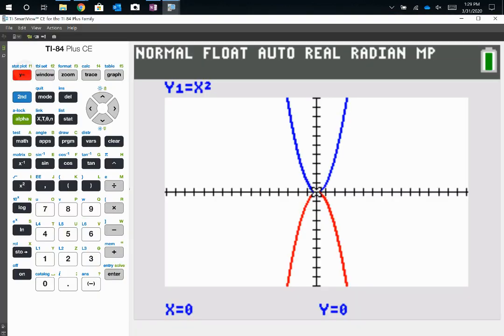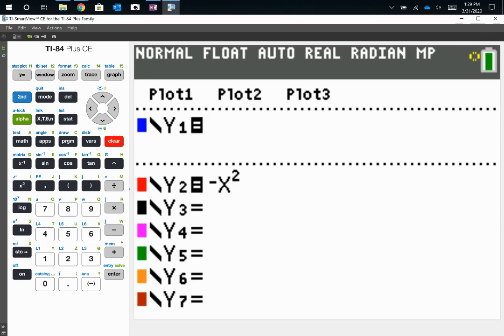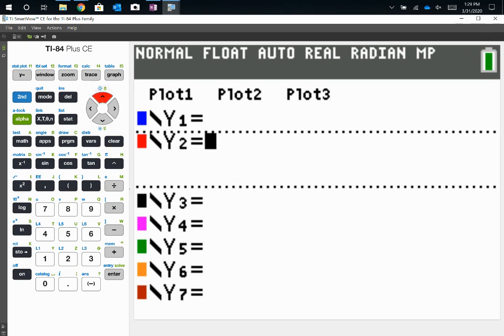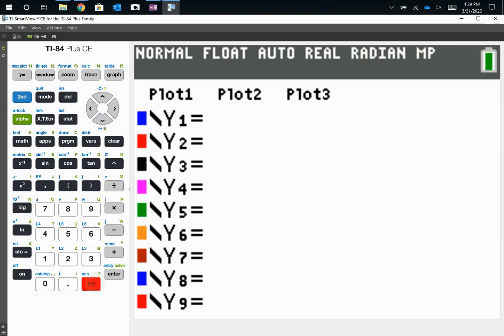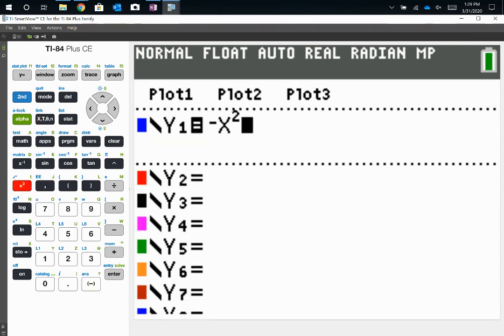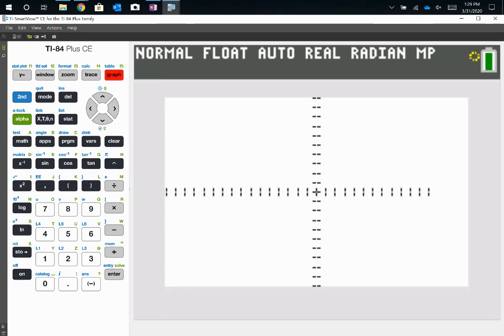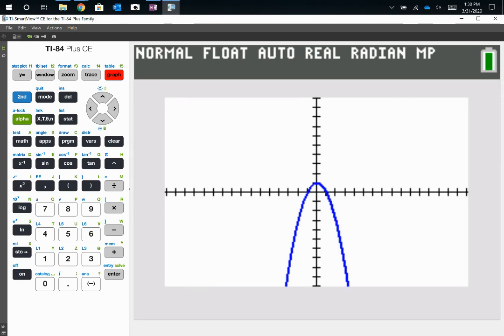And can we see that with the calculator? Of course we can. Negative x squared plus 1 would lift our graph one place upwards from the vertex.